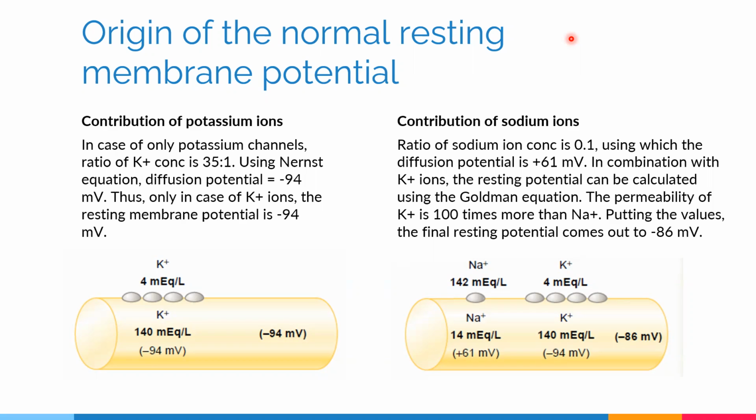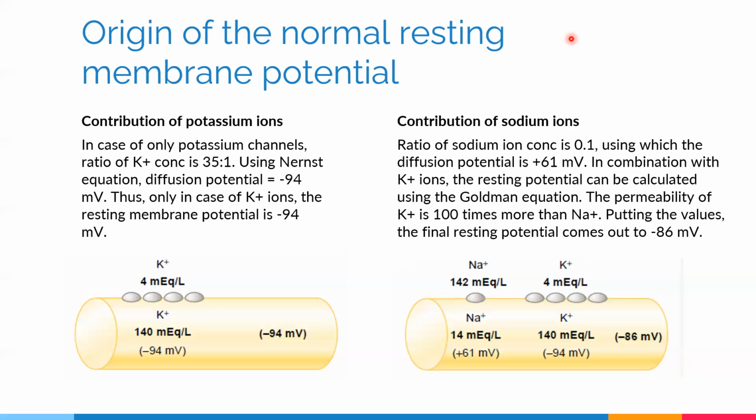As I already said, this huge negative membrane potential is because the permeability of potassium ions is 100 times larger than that of sodium ions, and thus the membrane potential is way more towards the potassium ion side than the sodium ion side.